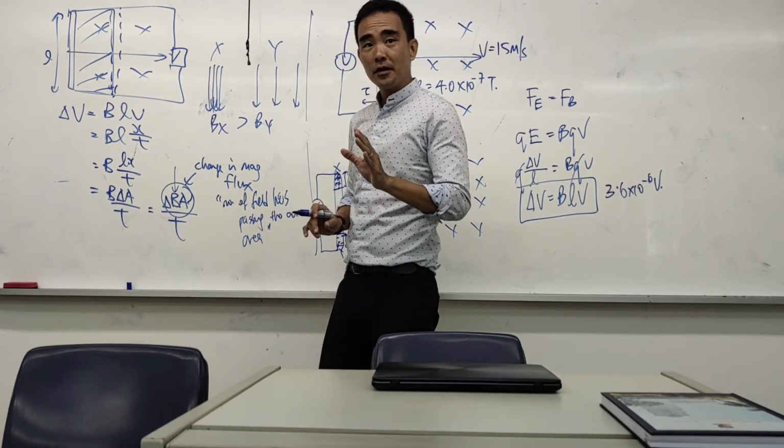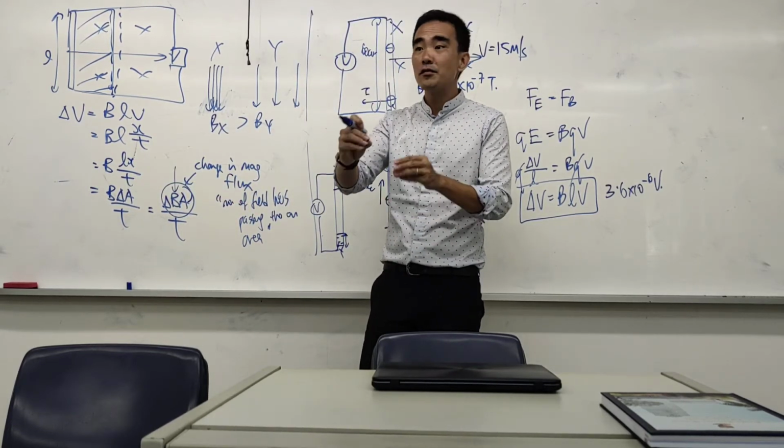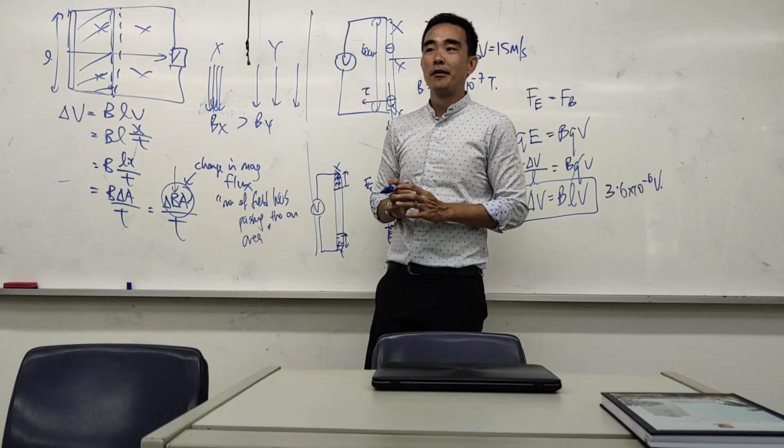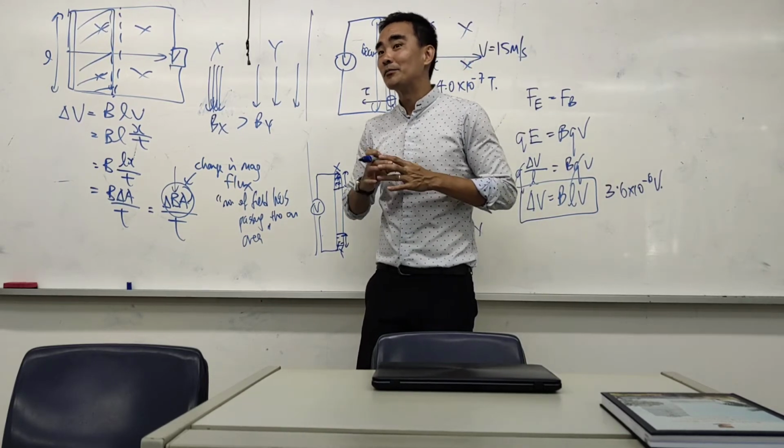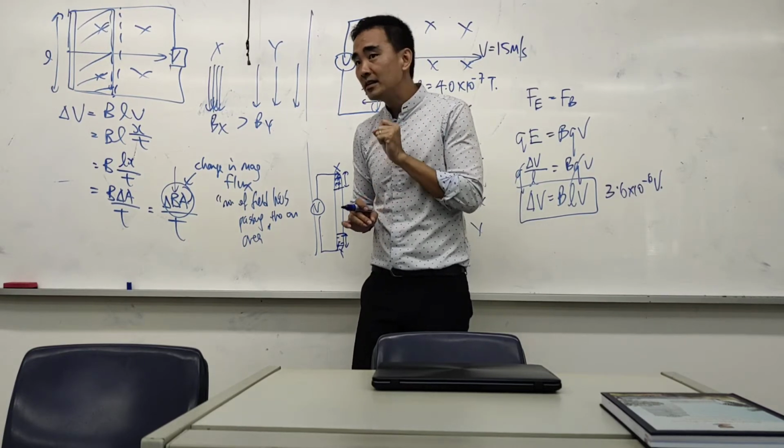So I can have a weak field captured by a big area, and the flux will be the same as a very strong field captured by a small area. It's the number of field lines captured. Okay, very important ideas. Now I don't think this is captured in your notes.